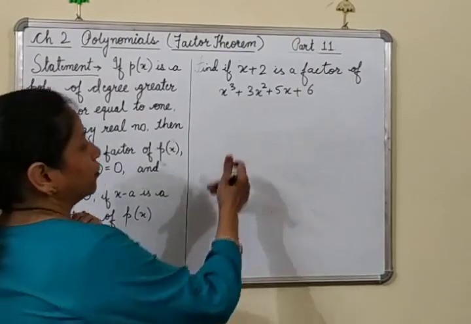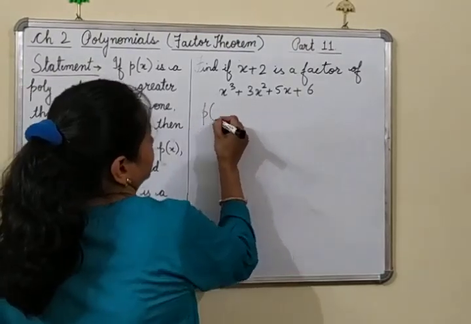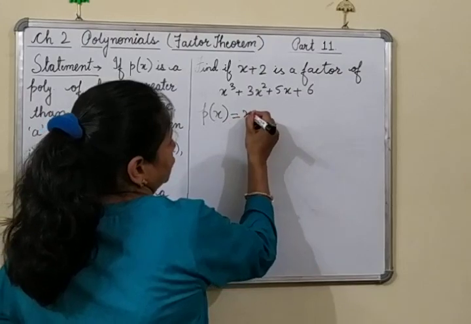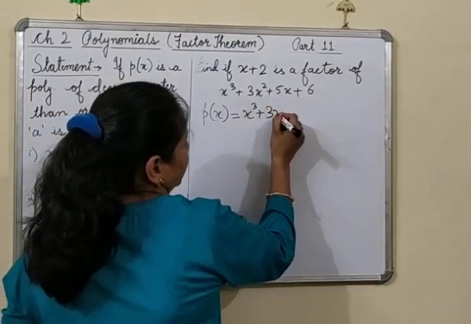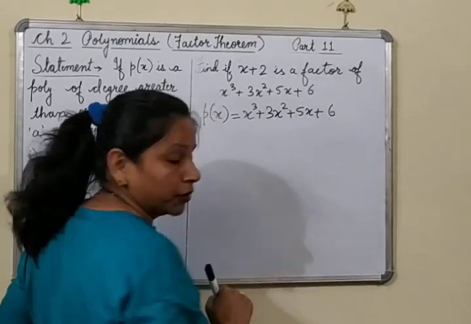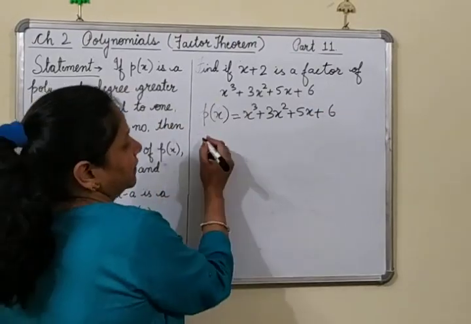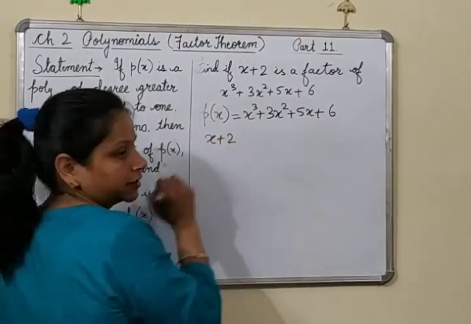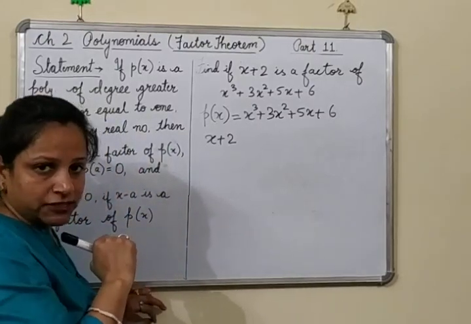First of all, the given polynomial that we have, let us consider it equal to p(x). Let p(x) equal x cube plus 3x square plus 5x plus 6. This is the given polynomial. We have to find whether x plus 2 is a factor or not.